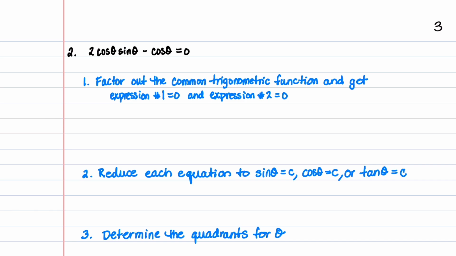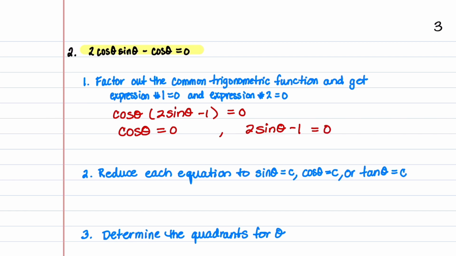Our second equation to solve is 2 cosine theta sine theta minus cosine theta is equal to 0. We notice that there's a cosine common to both terms, so we'll factor that out. We have cosine theta, and we're left with 2 sine theta minus 1 is equal to 0. That gives us the equation cosine theta is 0, and the equation 2 sine theta minus 1 is equal to 0.